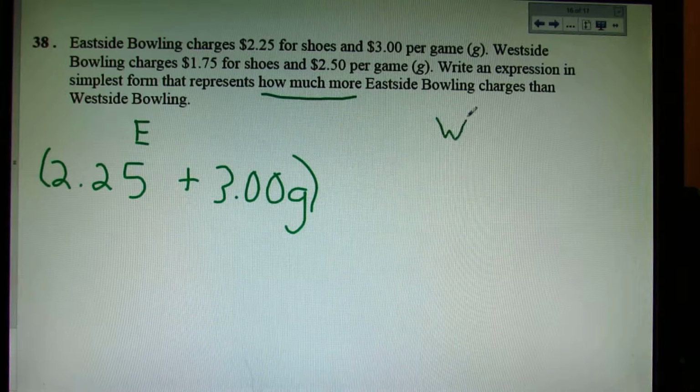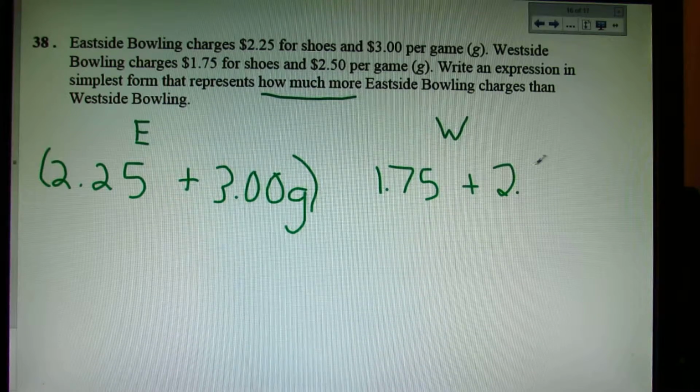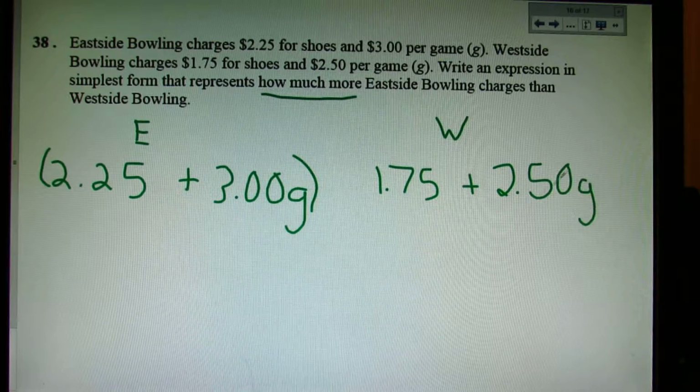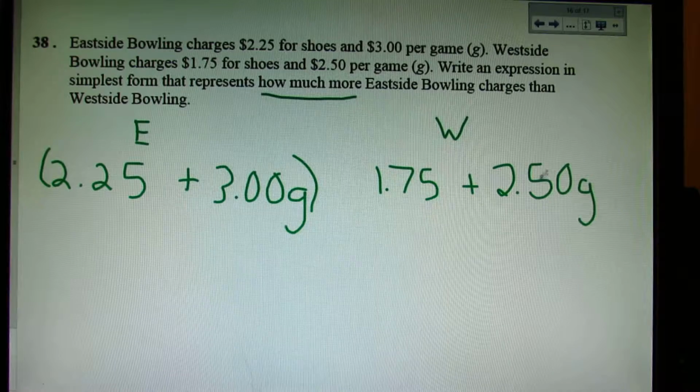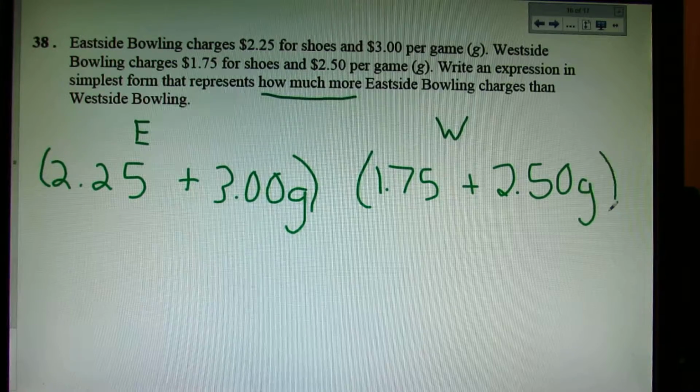Okay, my Westside Bowling costs $1.75 for shoes and $2.50 per game G. Again, the $2.50 and the G are related to each other because each game costs $2.50. That's why I'm going to be multiplying these two. Alright, again, that whole expression represents my Westside.